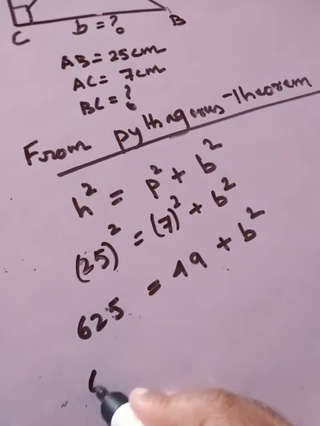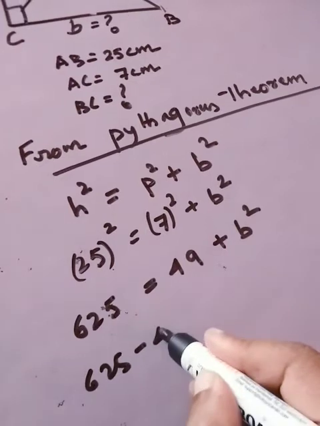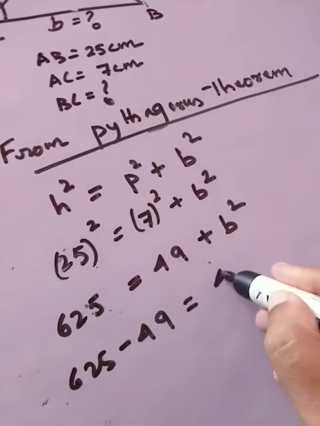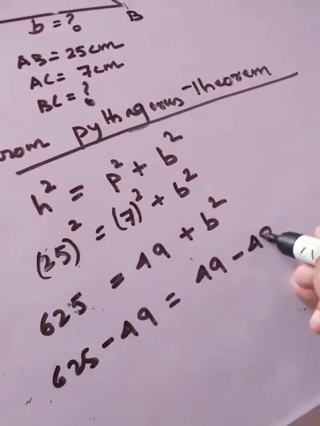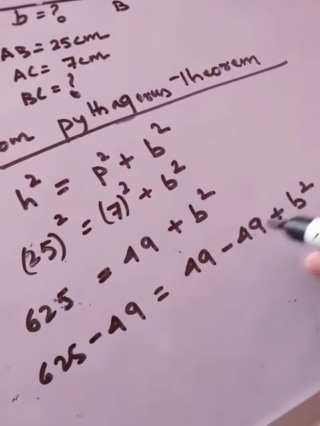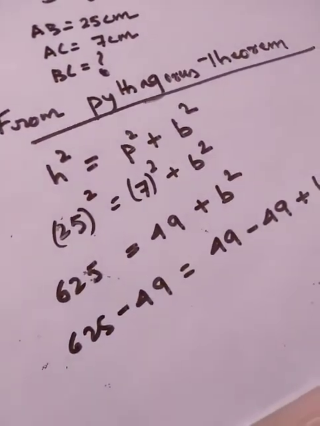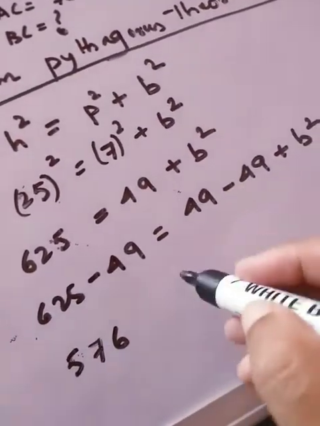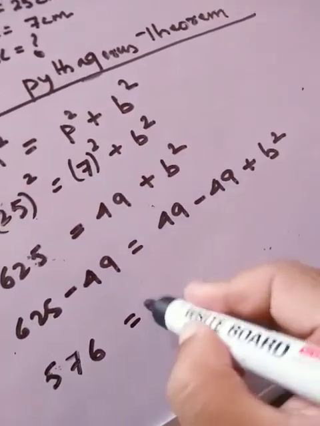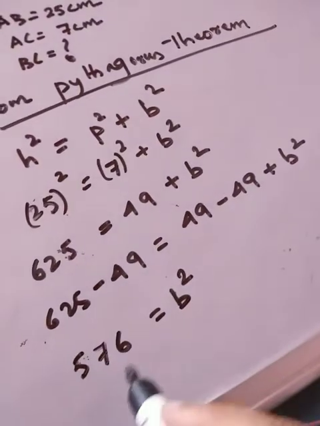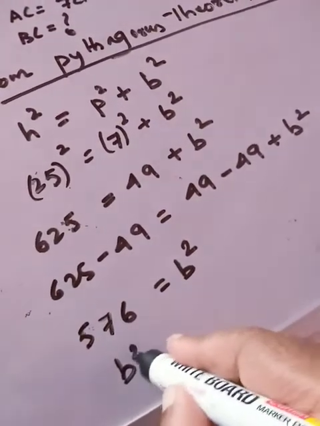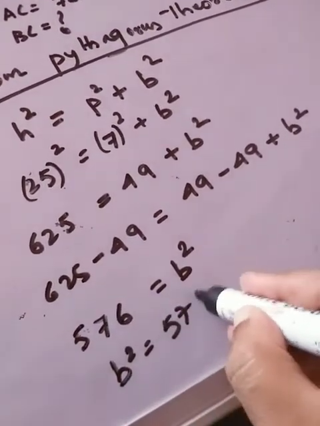So what we have to do? 625 minus 49, and the same thing you have to do on the right hand side also, because you have to remove this 49. Now this 49 will be cancelled. Subtract this: the answer is 576. This will become 0, so B square equals 576, isn't it?